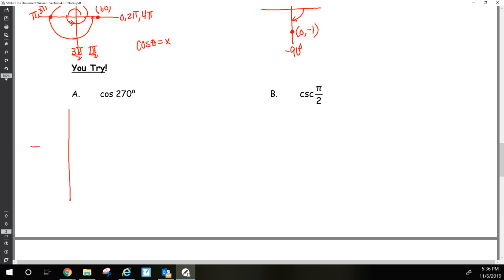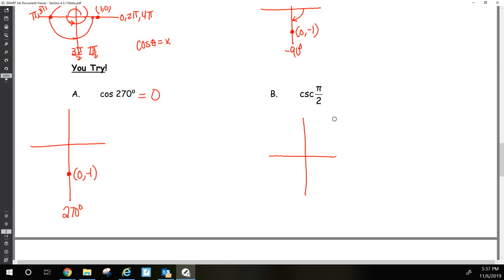Here we go. 270 degrees. So this is 0 degrees, 90 degrees, 180 degrees plus 90 is 270 degrees. We're down here. Here's my point. X is 0, y is -1. All right, cosine is our x value. So what's our x value here? 0.